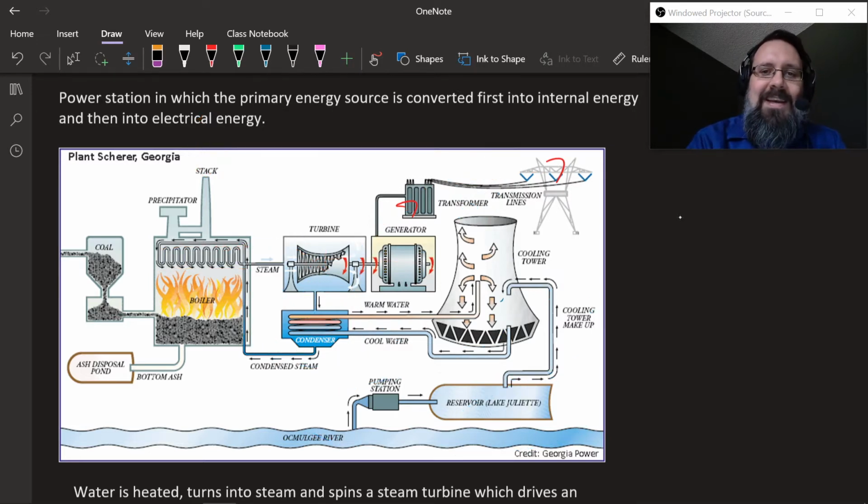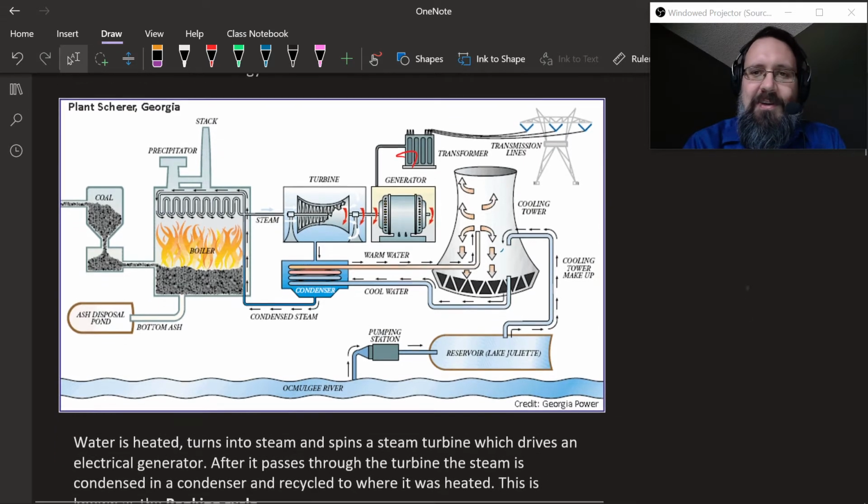All right, that's my basic explanation of this diagram. It's a thermal power station. Do you guys have any questions?